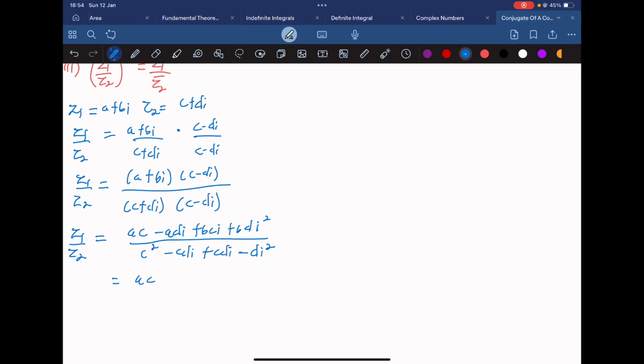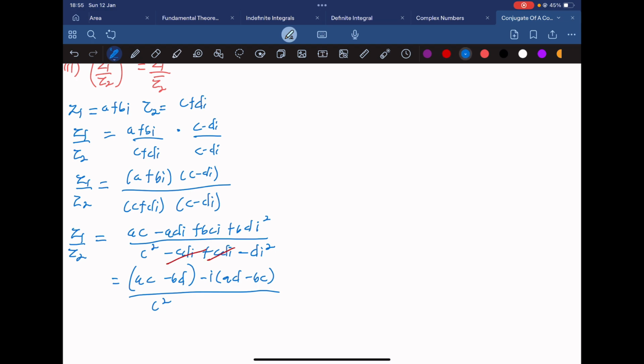AC minus BD. Remember, this will give you -1, right? So if you multiply by this, it should give you minus BD. This will be the real parts. Now let's simplify the imaginary parts. So you can have minus I outside, AD, then this should be negative BC. And we divide by, in the denominator, you're going to have C squared. Now note that these two terms cancel out.